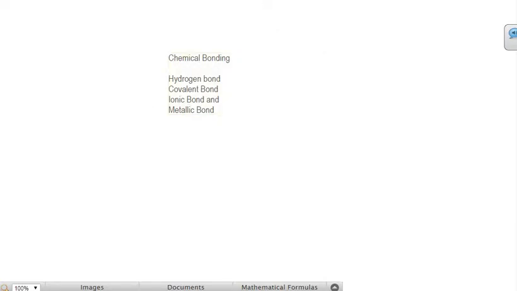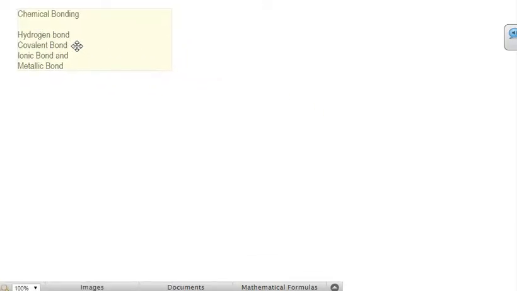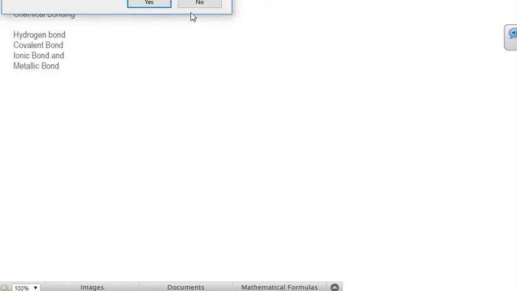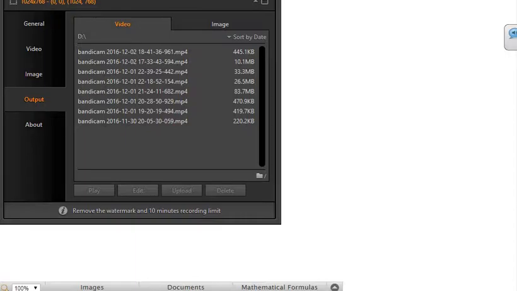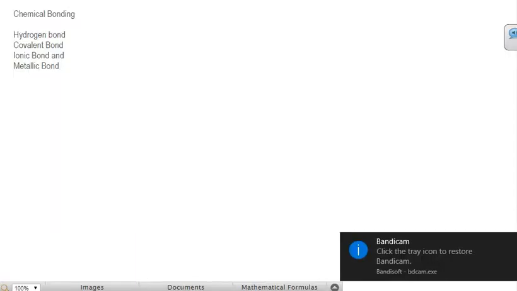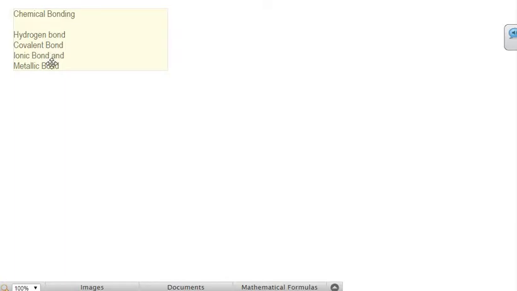So today I will be doing chemical bonding. In this chapter we will be learning hydrogen bond, covalent bond, ionic bond and metallic bond. So first let's start with hydrogen bond. Now hydrogen bonding, let's just draw the diagram.